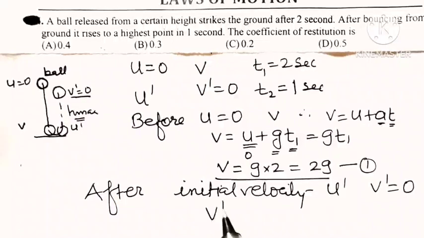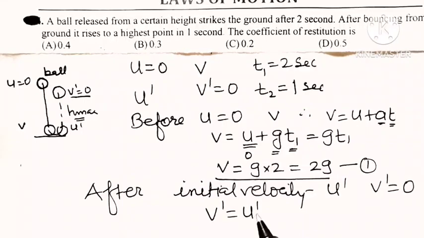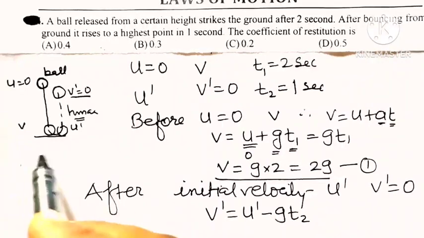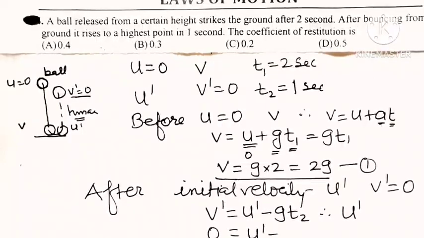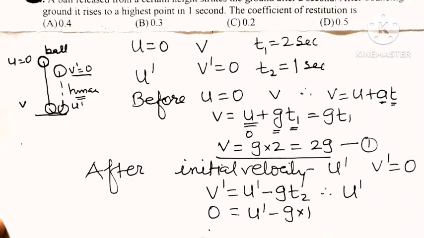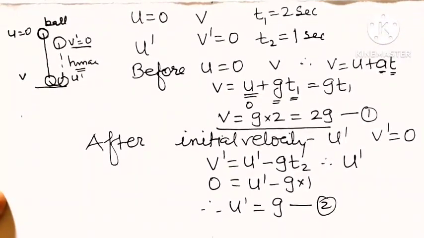So therefore v dash, which is equal to u dash, see here, the ball is moving away from the center of the earth, it means it undergoes retardation. So v equal to u minus g into t2. Why the negative sign? Because the motion of the ball is retarding motion. So here v dash is equal to u dash minus g t2. Therefore, because here v dash is 0, 0 equals u dash minus g into the time taken to reach maximum height, which is 1 second. So u dash is equal to g. This is equation number 2.